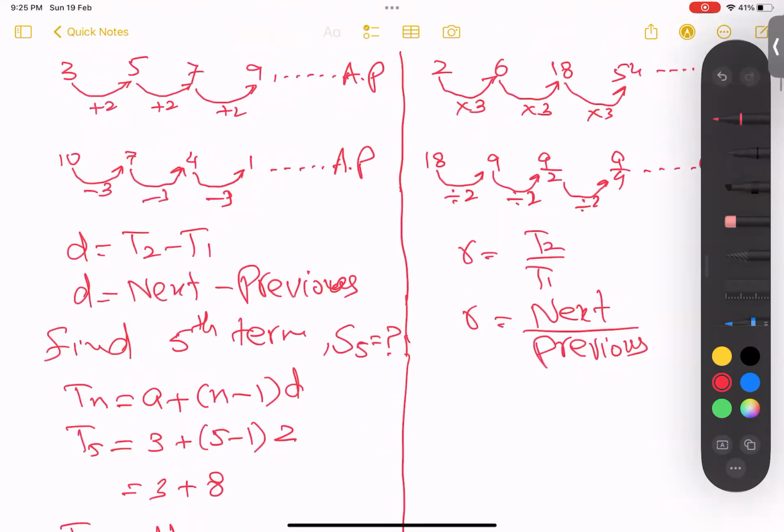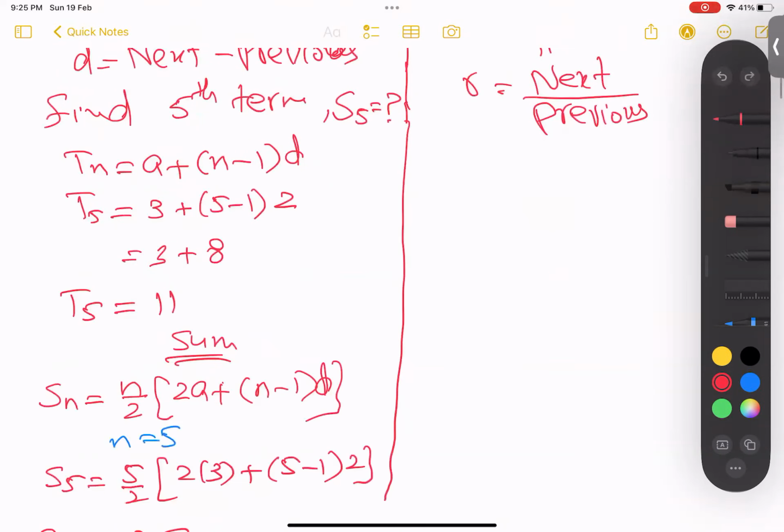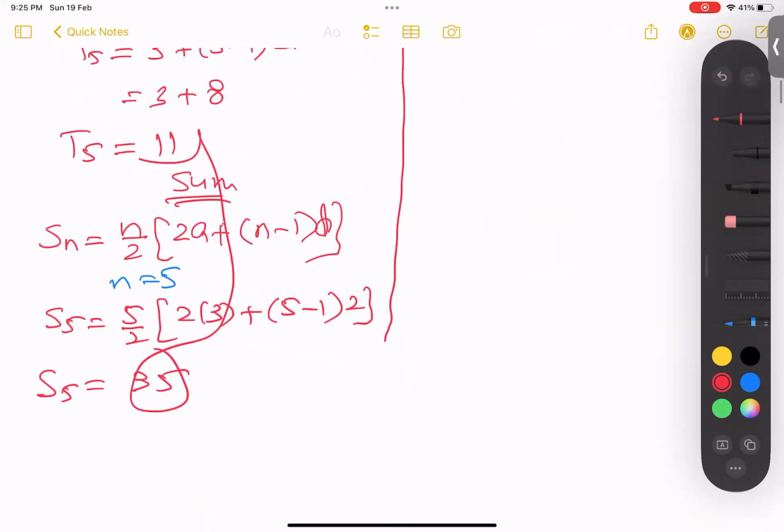Let's start. 3 plus 5, 8. 8 plus 7, 15. 15 plus 9, 24. And 24 plus 11, 35. Match. It matches. So you saw that I did it in two ways, manually and formula.